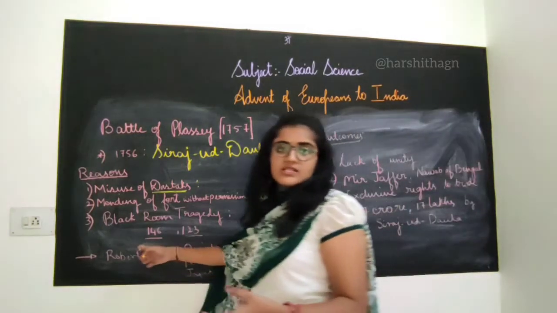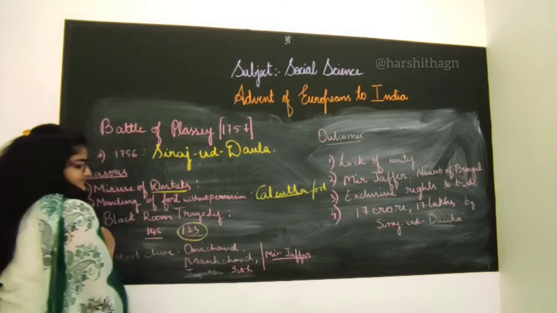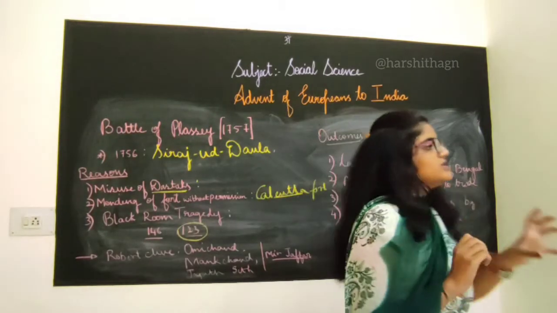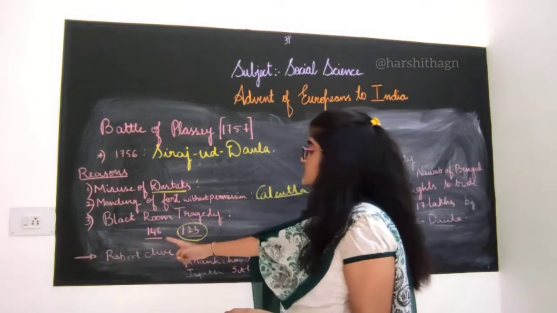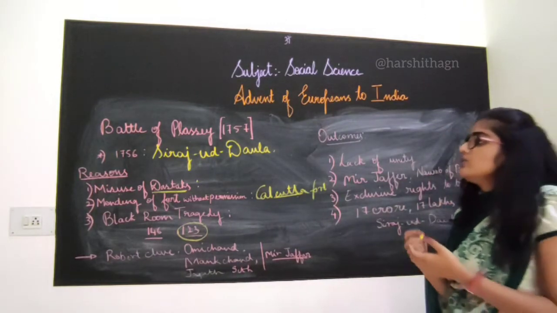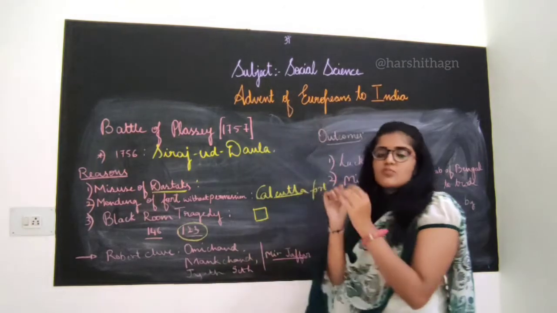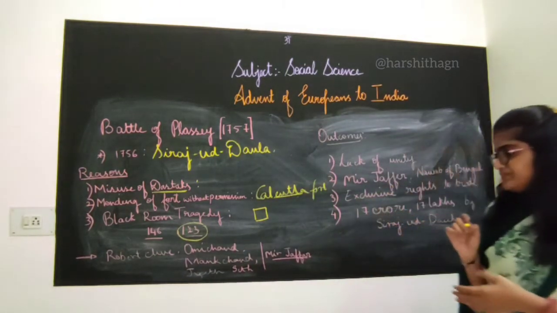There were 146 Britishers, out of which 123 died. So he captured William Fort. In William Fort there were officials. So 146 officials were there. Out of 146, 123 died or were killed. How? In the sense, he had them locked in a small room. So we call it the Black Room tragedy.